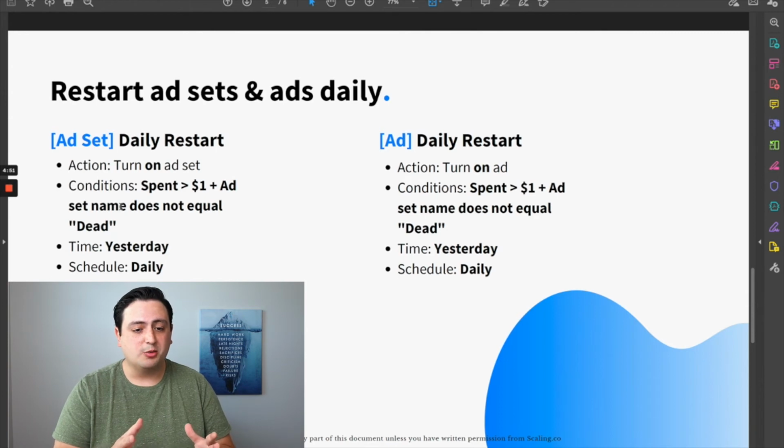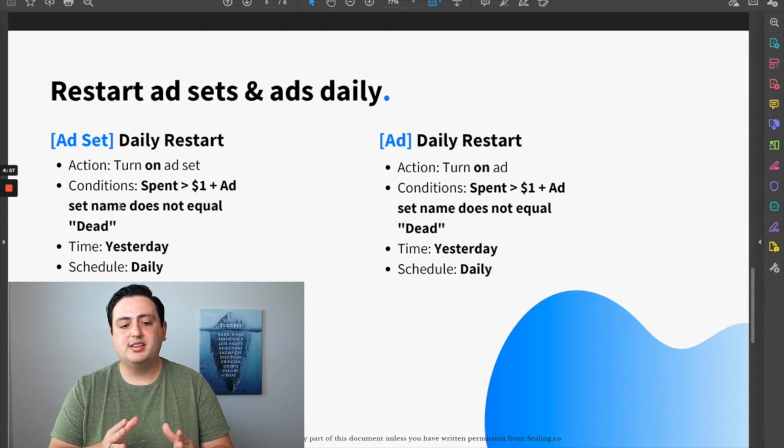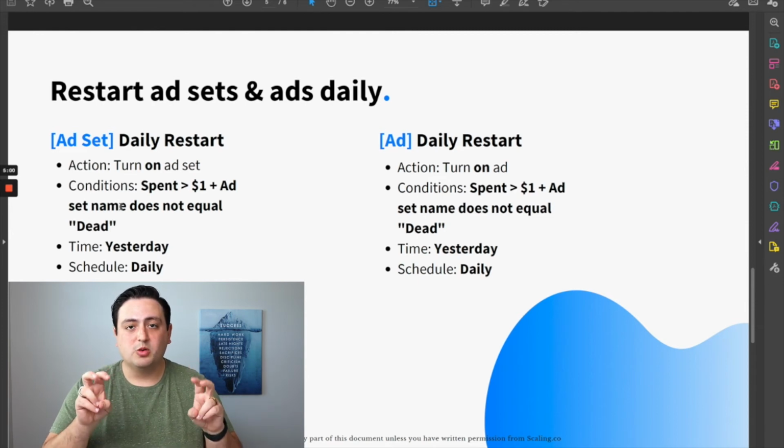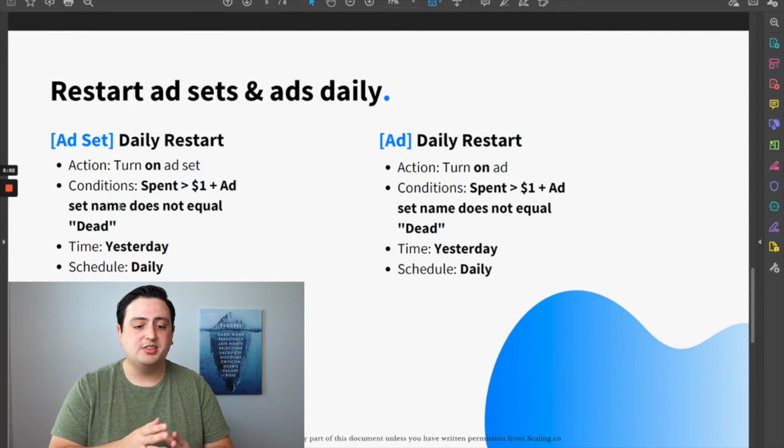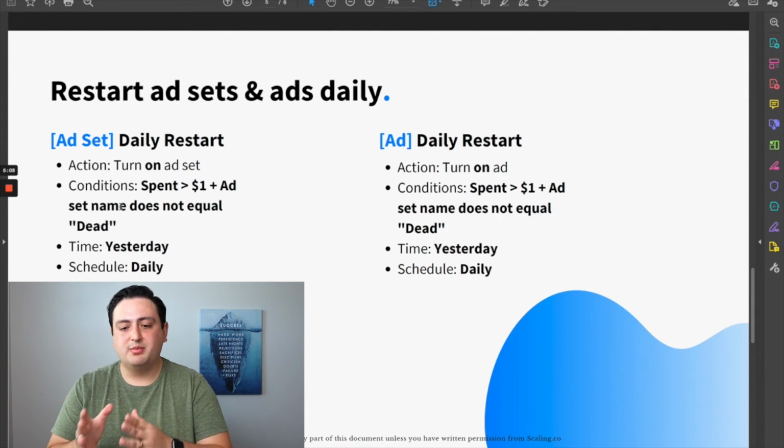So this is called the daily restart. So we want to turn on the ad set if the spend is greater than $1 and the ad set name does not equal the word dead. And the time is yesterday, and the schedule is daily. We set it at 12 a.m. in the morning. And the same thing for the ad.